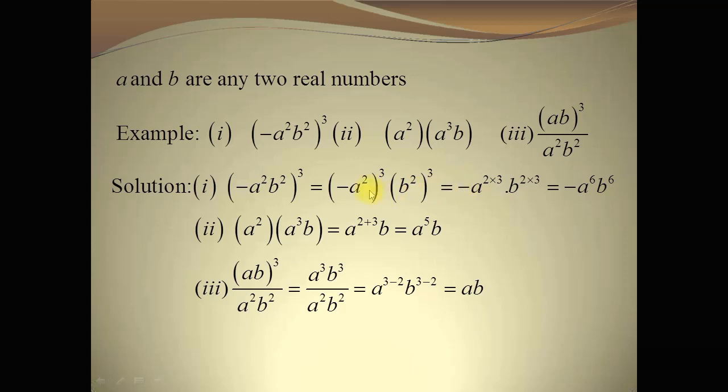Now using the power law, we multiply these two powers, and again using the power law for the base b, we multiply power 2 by power 3. So we get minus a power 6 b power 6.